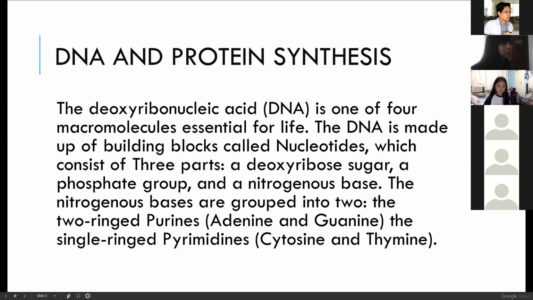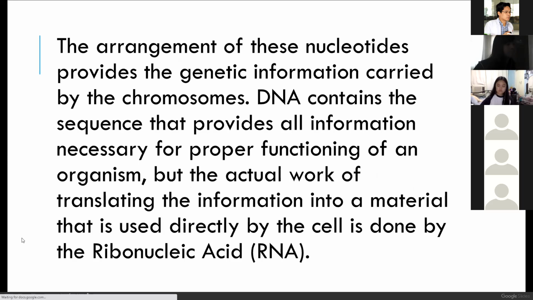The nitrogenous bases are grouped into two: the two-ringed purines, adenine and guanine, and the single-ringed pyrimidines, cytosine and thymine. Let's tackle more about them later on.